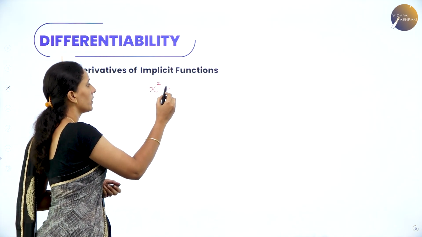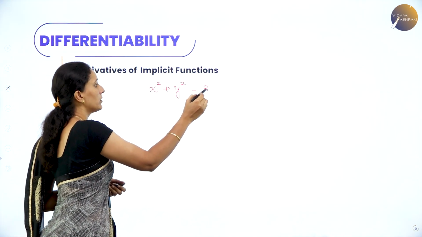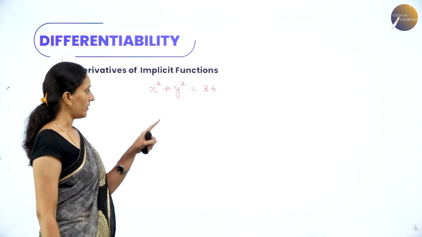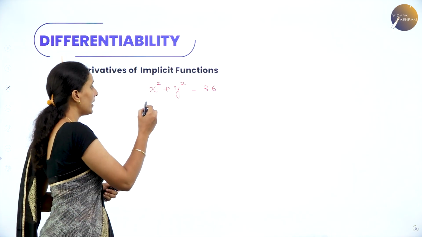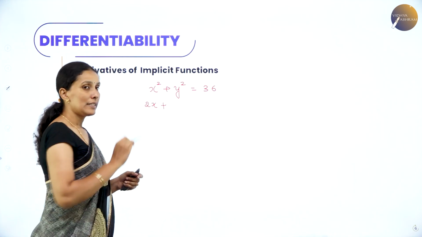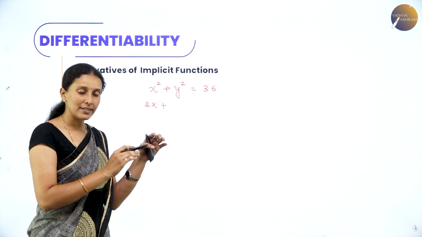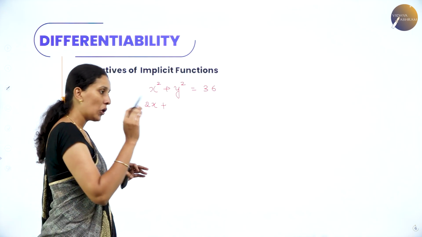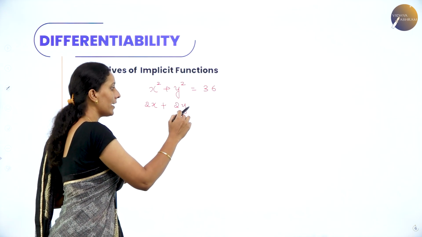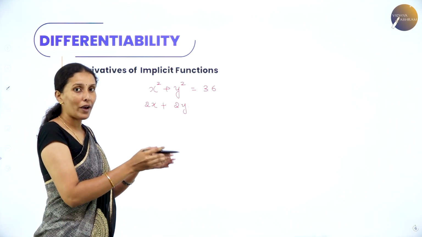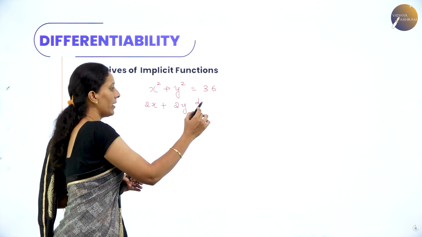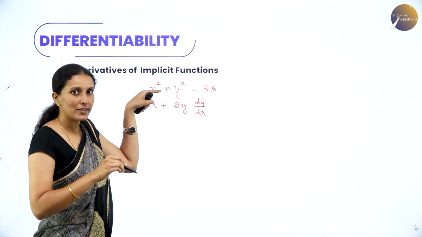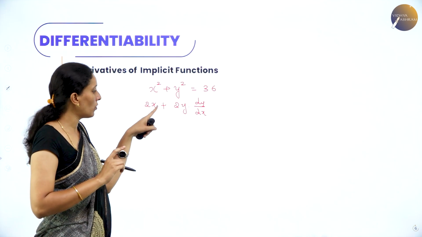x square plus y square is equal to 36. So let us derive it simultaneously. What is the derivative of x square? It is 2x. Similarly, as in the case of x, we will take the same case with the y also. What is the derivative of y square? 2y. But the only thing is, we have to write the derivative of y with respect to x. So dy by dx. See here x is differentiating with respect to x only. So therefore dx by dx is 1. So no need to write here.